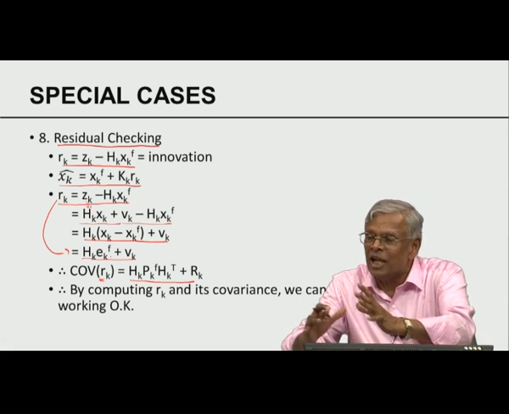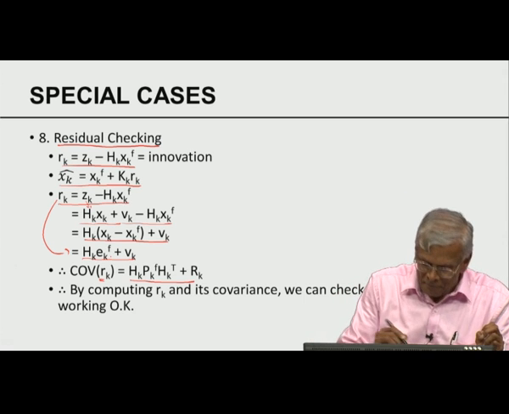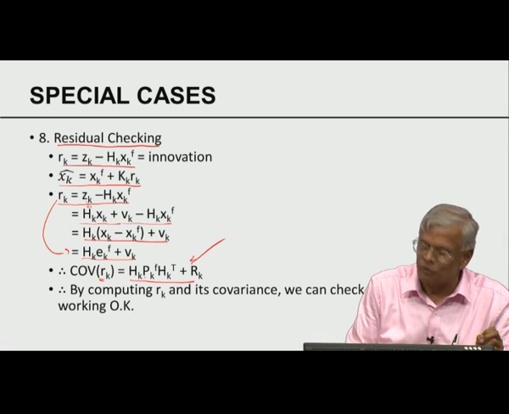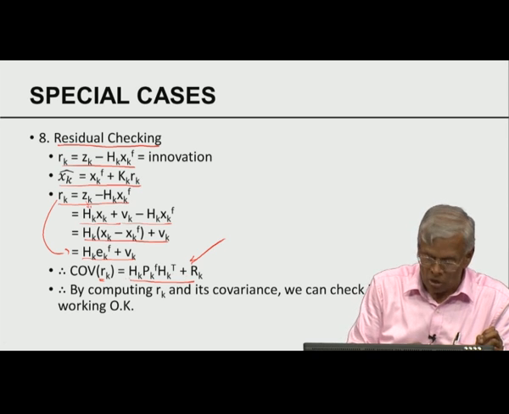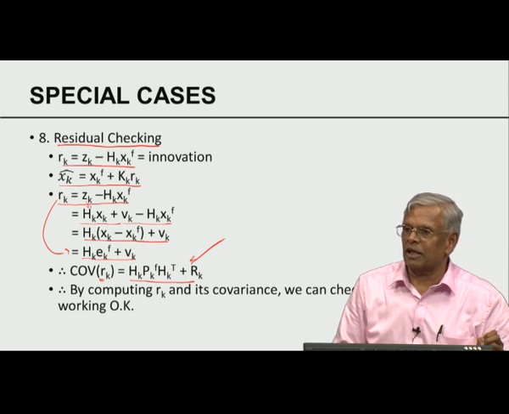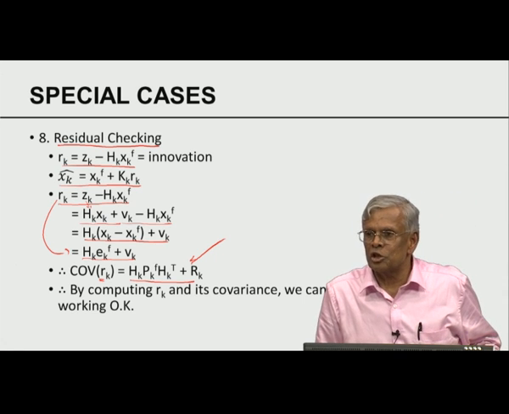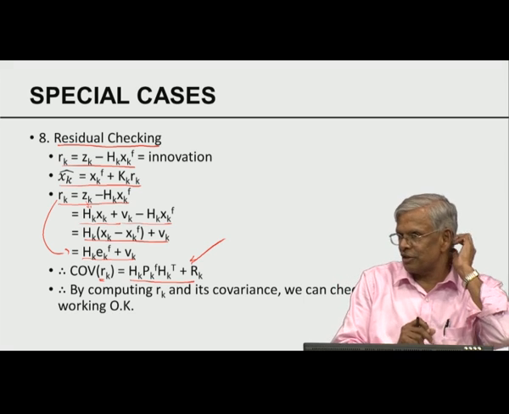So the value computed from the time series of the residual must match this. You know Hk, you know the forecast covariance. So you can theoretically compute this, you can practically compute this. If these two agree, that means the implementation is pretty good. That is the way to check the residuals.